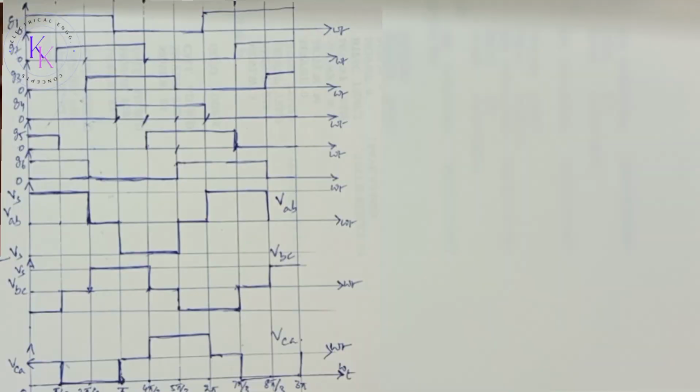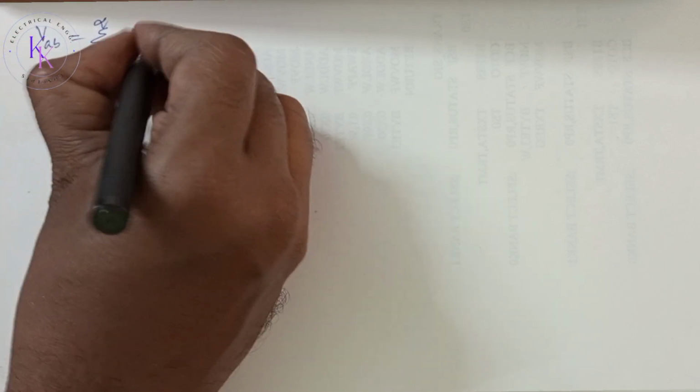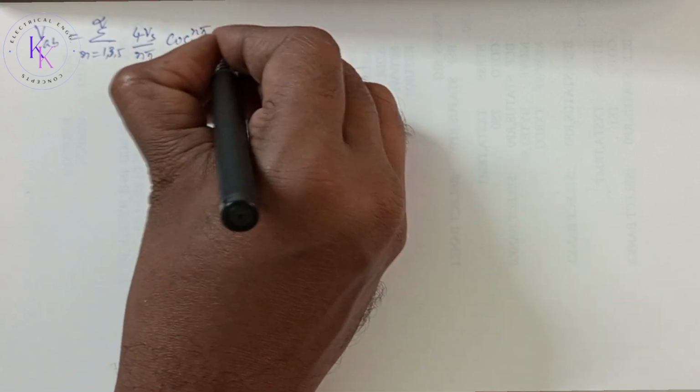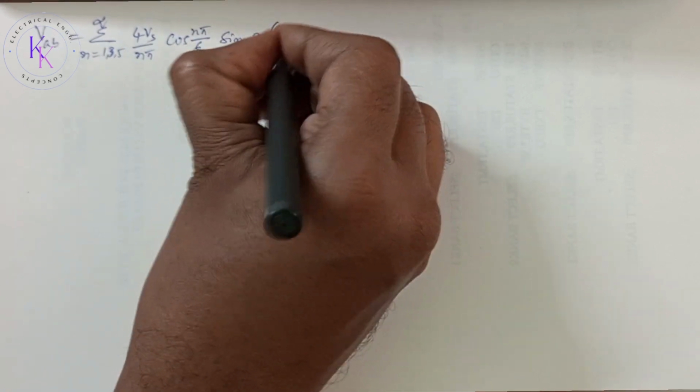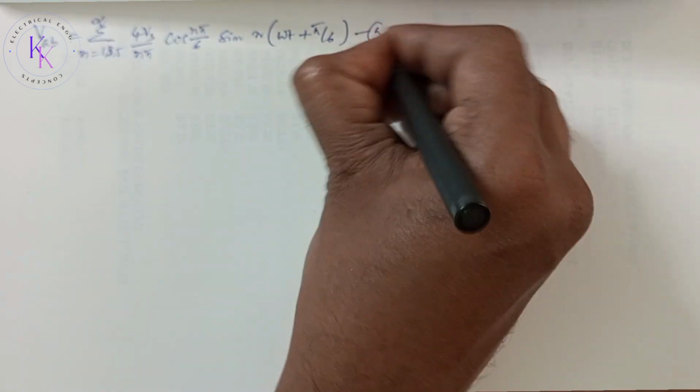The instantaneous line to line voltages VAB can be expressed in Fourier series: VAB equals sigma n equals 1, 3, 5 to infinity, 4 Vs divided by n pi, cos n pi by 6, sine n of omega t plus pi by 6. Let it be equation A.